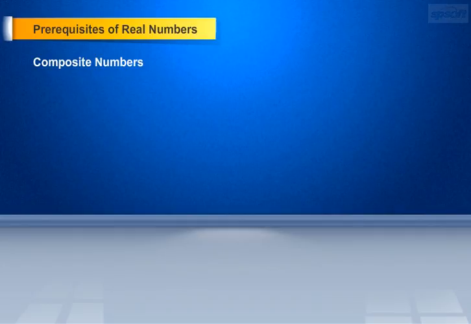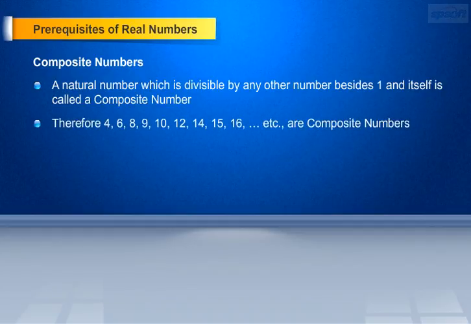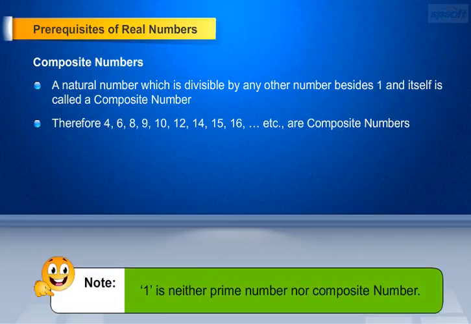Let us learn what composite numbers are. A natural number which is divisible by any other number besides 1 and itself is called a composite number. Therefore, 4, 6, 8, 9, 10, 12, 14, 15, 16, and so on are composite numbers. Note, 1 is neither a prime number nor a composite number.